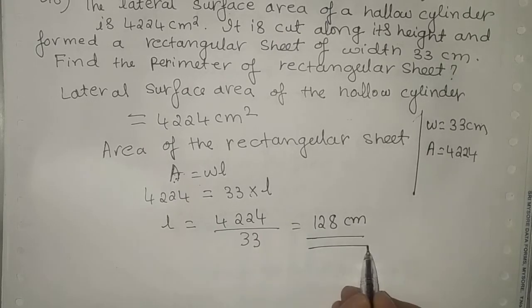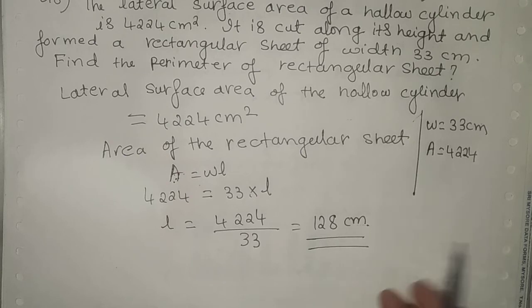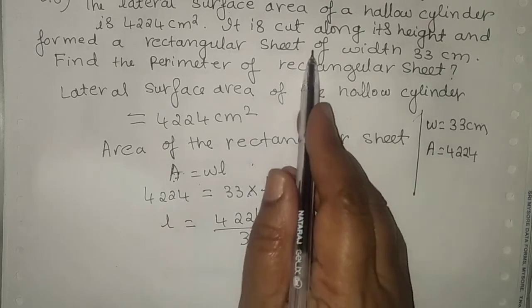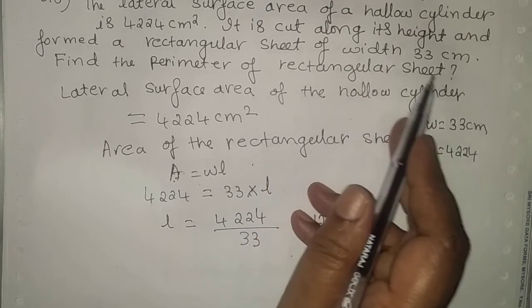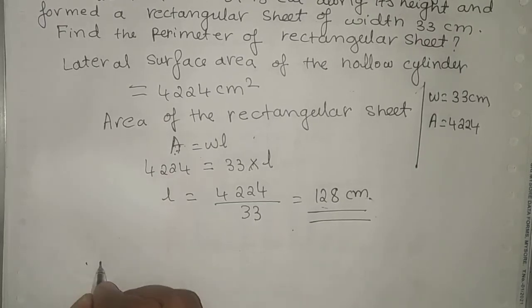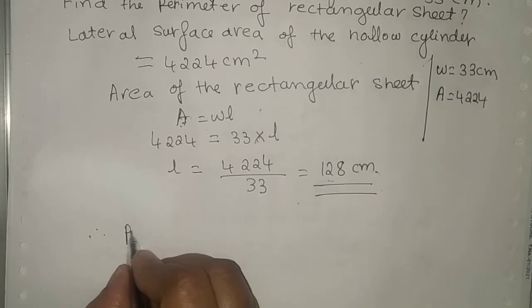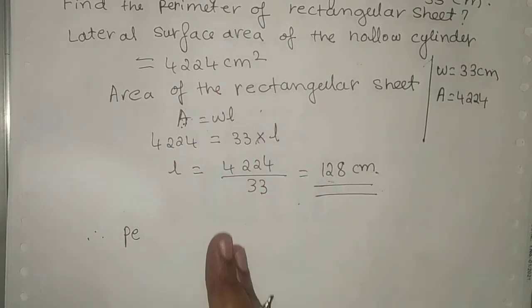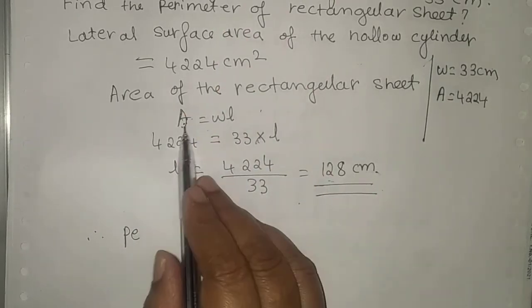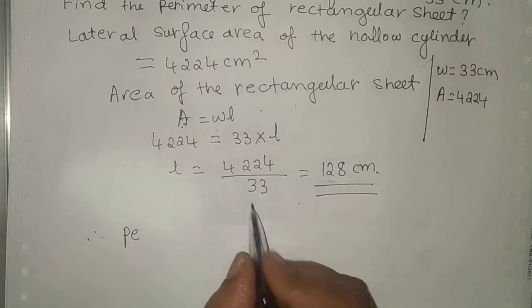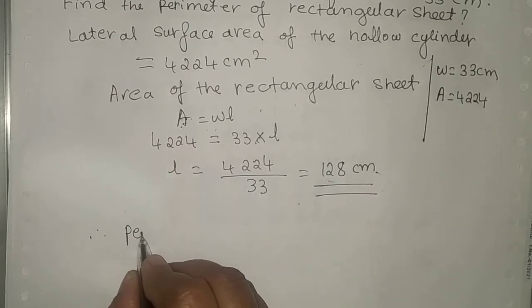Therefore, we are getting length as 128 centimeters. So this cylinder is cut along in the rectangular form, sheet form, with the width 33. So now we got the length as 128. Therefore we'll find out perimeter. So just understand the problem. There is a hollow cylinder and a sheet is cut in the rectangular form, and so we have to find out here the area is given, we have to find out the length, width is also given, so we found out the length.